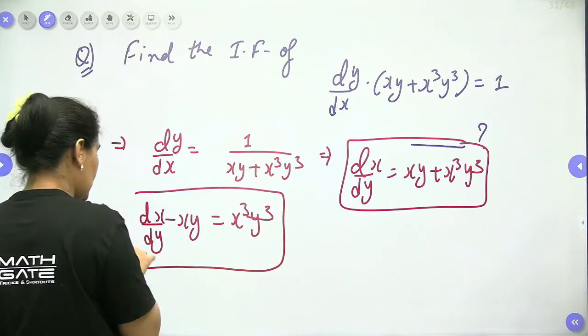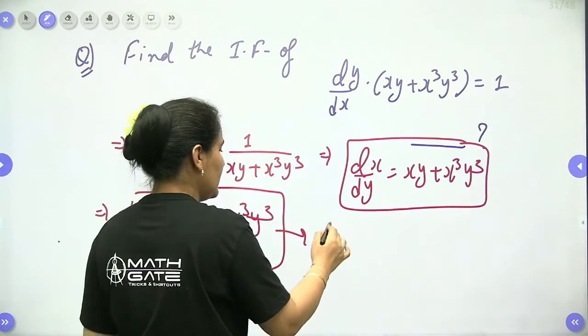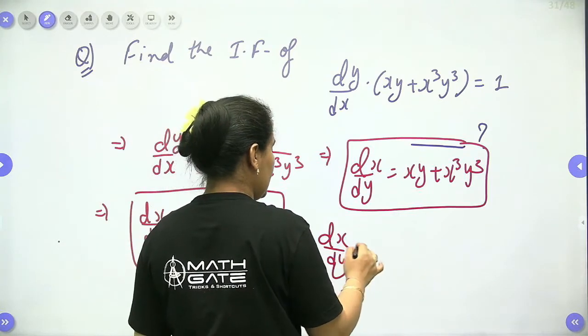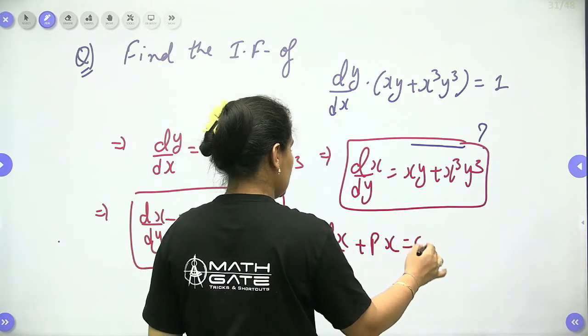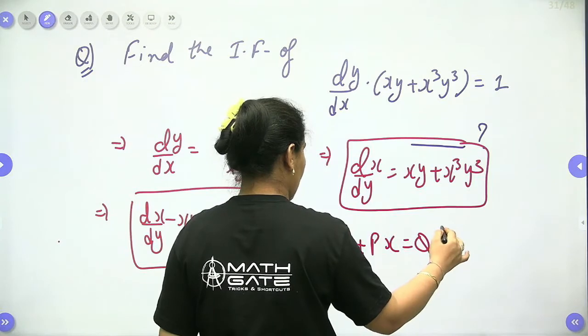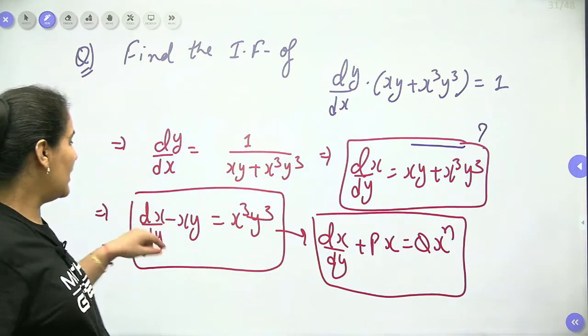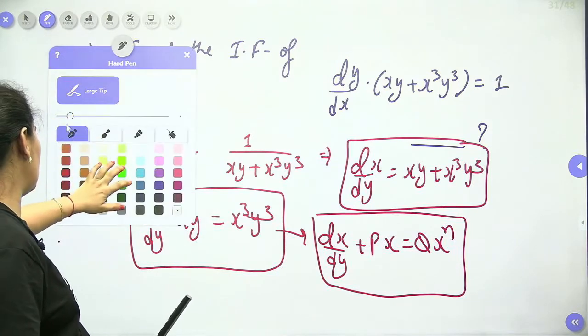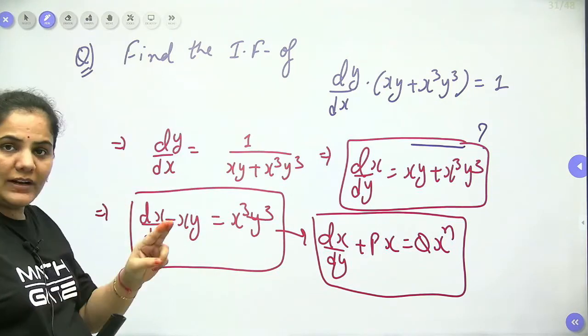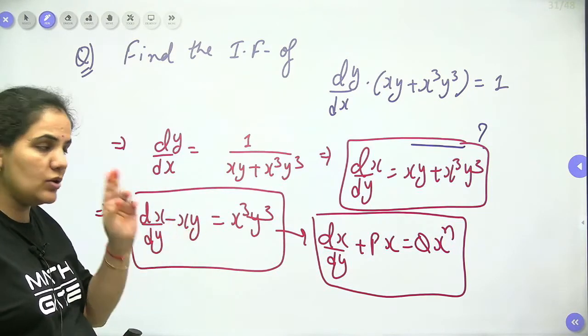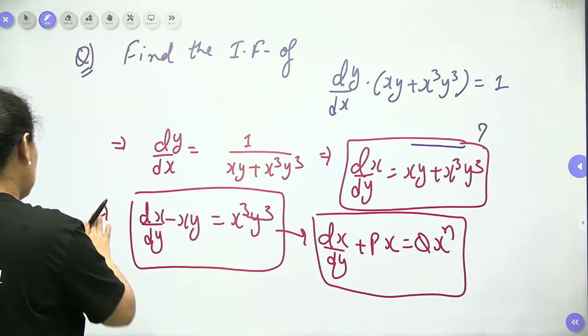Yes. So this is the differential equation of the form dx by dy plus px is equal to q x to the power n, right? We can see easily. So from this differential equation, we will write down only three things. We have to write down the value of p, the value of q, and the value of n, right?